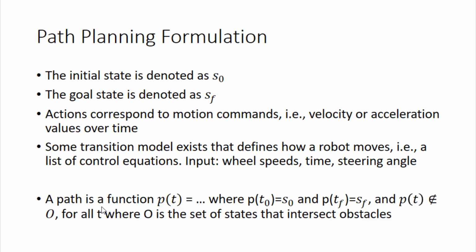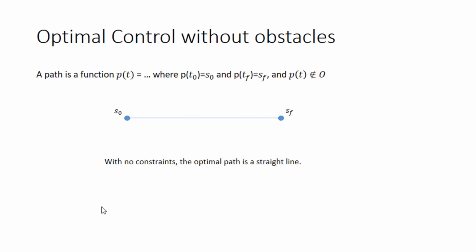Your book talks about how this relates to control, and it's important to talk about because, again, control is part of motion planning. If our path is some function, that just means we're trying to find an unknown function, which is essentially a control problem. And if we look at path planning with no obstacles, you can actually reduce that to an optimal control problem. If we have the state S0 and we have another state SF, and we want to move from S0 to SF, it's just a straight line.